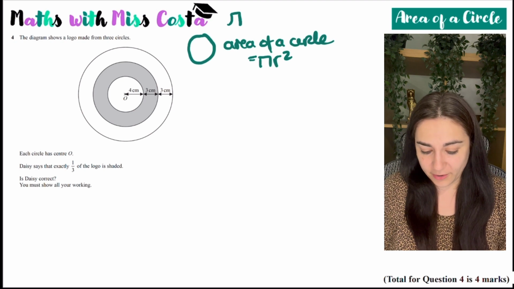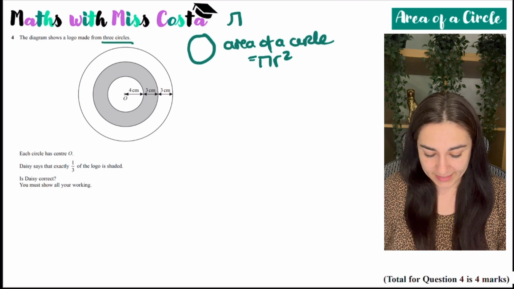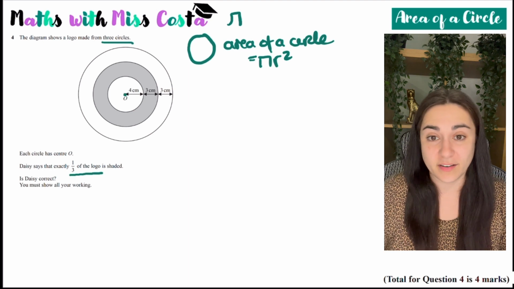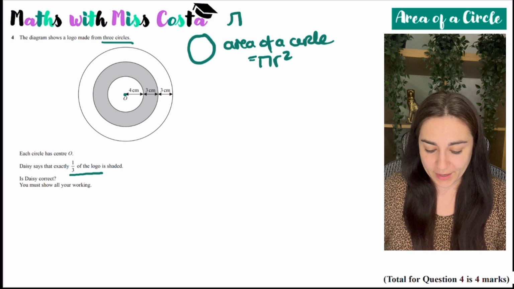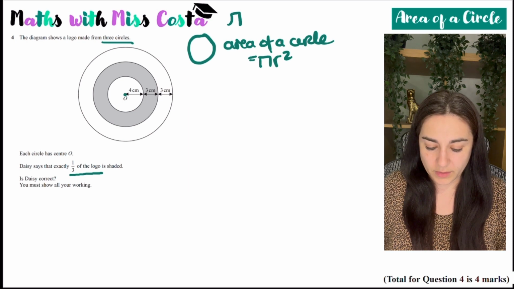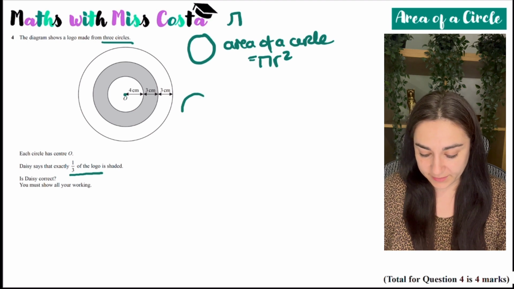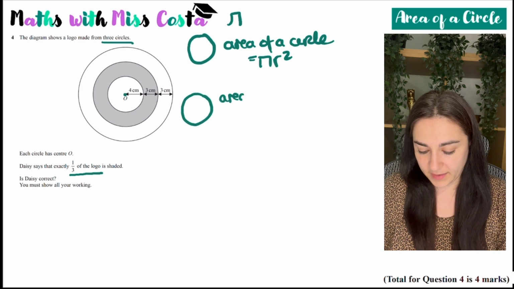I know that the diagram shows a logo made from 3 circles and each circle has the same center, which is O. Daisy says that exactly 1/3 of the logo is shaded, and I need to see if she's correct. So how can I work out what proportion of the logo is shaded?